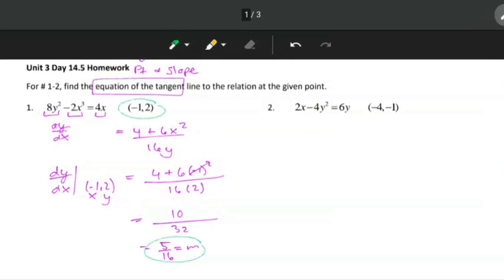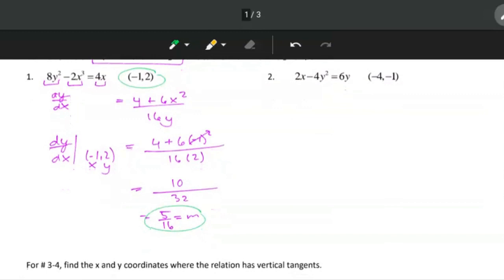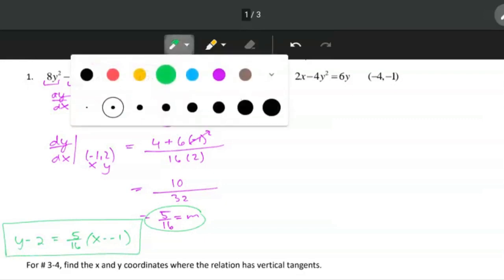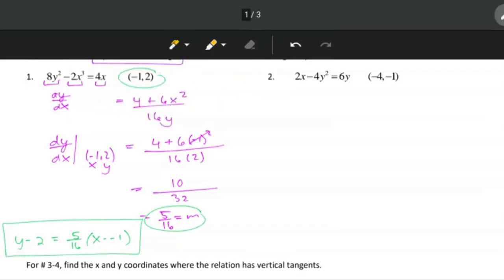We need to use this point and combine them into point slope form. So y minus 2 equals 5 over 16, x minus a -1. And you can, of course, clean that up and change them to positives. Double negative turns to a positive.